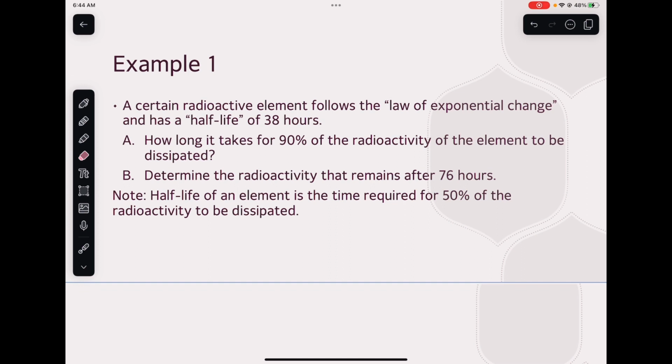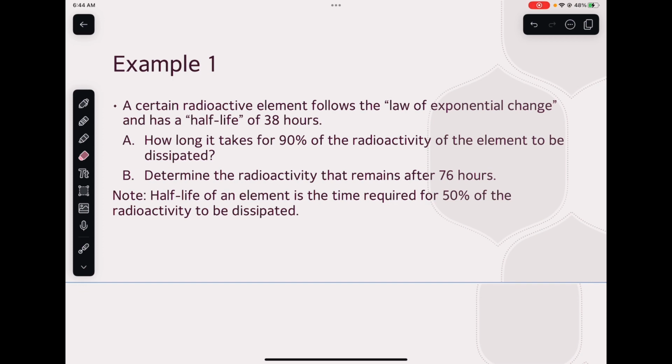Rather, we can just simply use the formula right away: A, the amount of the substance at any instant of time, is equal to Ce^(kt). Then it mentions that the radioactive element has a half-life of 38 hours.